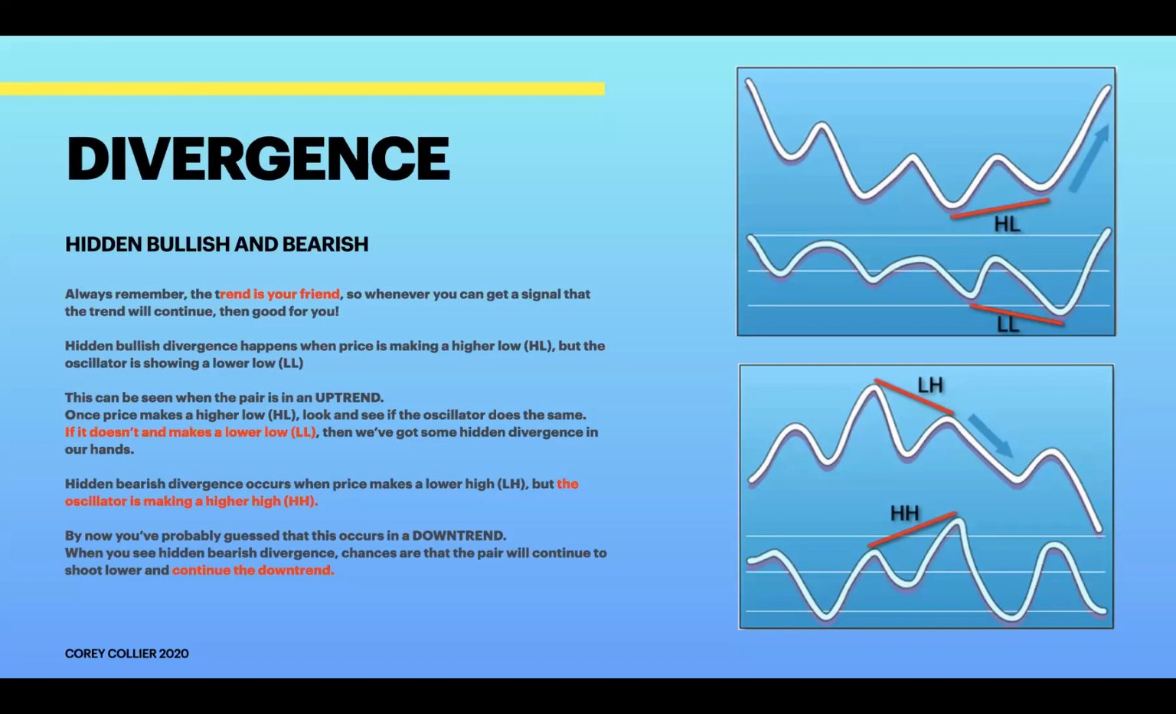This can also be seen when the pair is in an uptrend. Price often makes a higher low, so look and see if the oscillator does the same. If it doesn't, and it makes a lower low, then we've got some type of hidden divergence on our hands, right? Hidden bearish divergence occurs when price makes a lower high, but the oscillator is making a higher high. And like I said, we read price action first before anything, but this is good to know. By now, you've probably guessed that this occurs in a downtrend. When you see hidden bearish divergence, chances are that the pair will continue to shoot lower and continue in a downtrend.